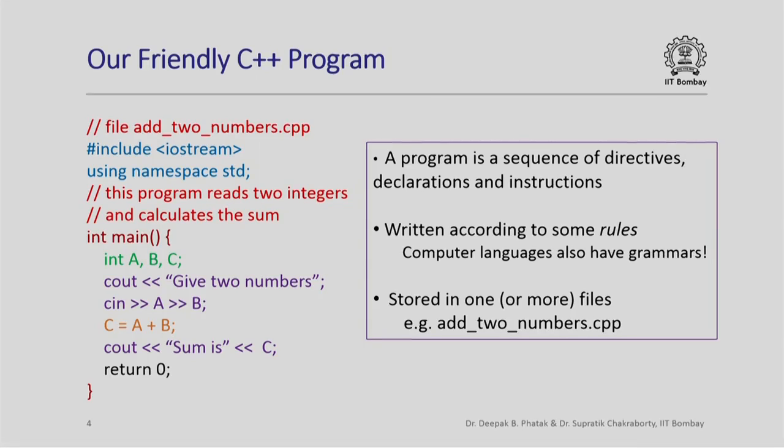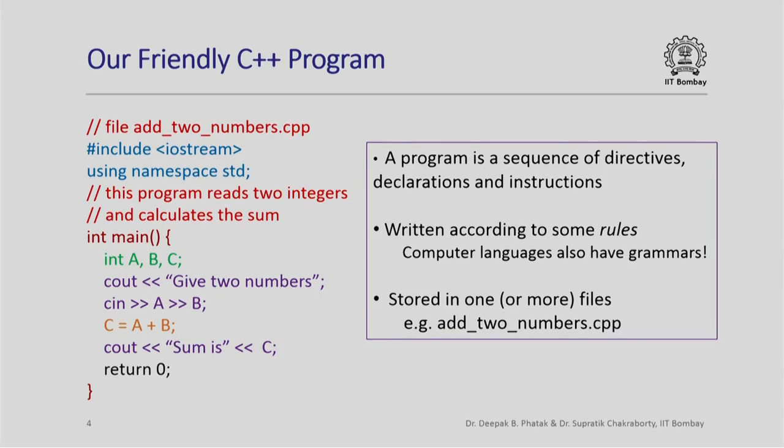But at this point, let us just remember that a C++ program, just like a Dumbo program, is a sequence of instructions, and there are a few other things that we will also see, which we will call directives, declarations, and we will see what these are in today's lecture.